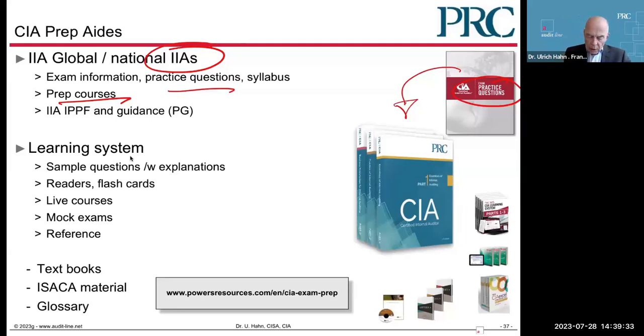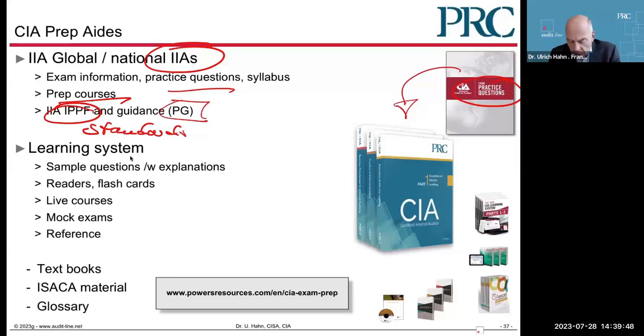Important, as I said, are the IPPF professional standards. And there's a code of ethics and so forth, and there are these practice guides and implementation guides, and there is a lot of material you can read from the IIA. But as I said, the standards are very important. That's something I would really read. You don't need to know them by heart, but you should understand all the terms and the concepts.